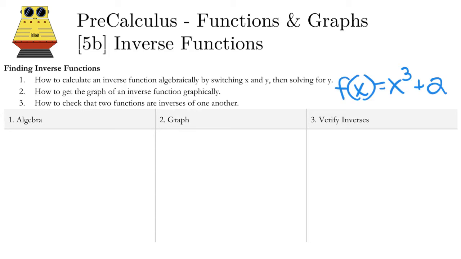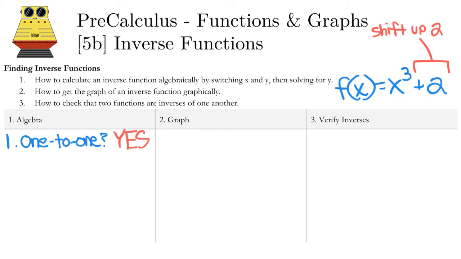The algebraic approach goes like this. The first thing we do is verify that this function passes the horizontal line test. In the last lesson, I used the cubing function, x cubed, as an example of a function that passes the horizontal line test and is 1-to-1. And since this function is simply a transformation of that function, then it also passes the horizontal line test. But if you didn't know that, all you need to do is graph the function.